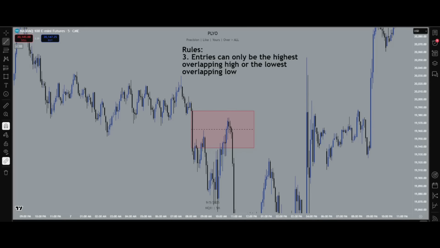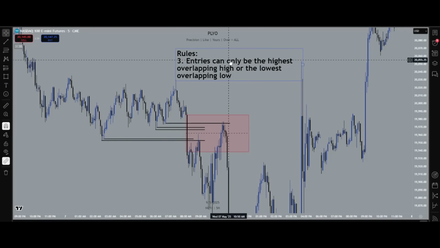What this means is if we're looking to short from this FEG, there's a lot of lows that overlap with this FEG. I'm just going to mark out a couple of them here. We've got 3 so far. There's 4 right there. There's maybe 5 or 6 here. All we're looking for, once again, is the highest overlapping high or the lowest overlapping low. If we have a bunch of lows here that overlap, we're going to get rid of all the middle ones. We're only looking for the lowest one or the highest one.